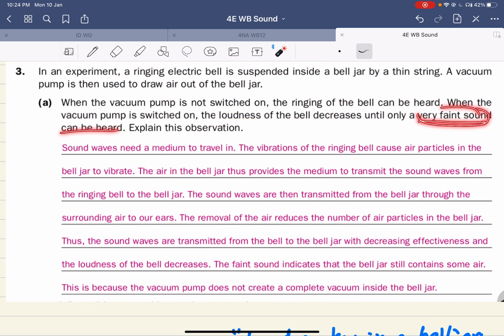Okay, notice that this is not silence but very faint sound. The command word "explain" means you have to give a reason behind the happening. Looking at the number of marks, there are going to be at least three things to say. We understand that the vacuum pump draws out air particles from inside the bell jar.